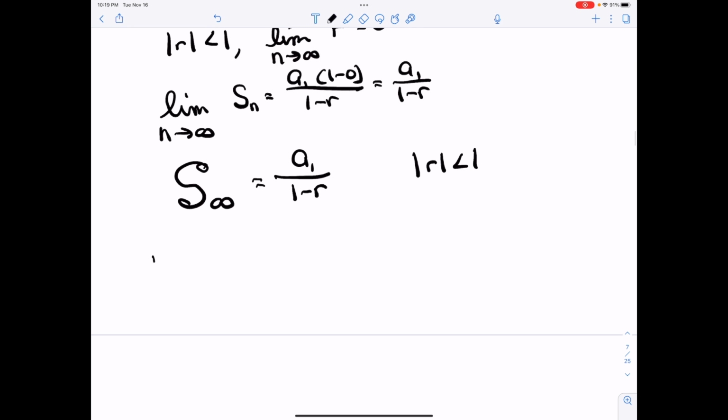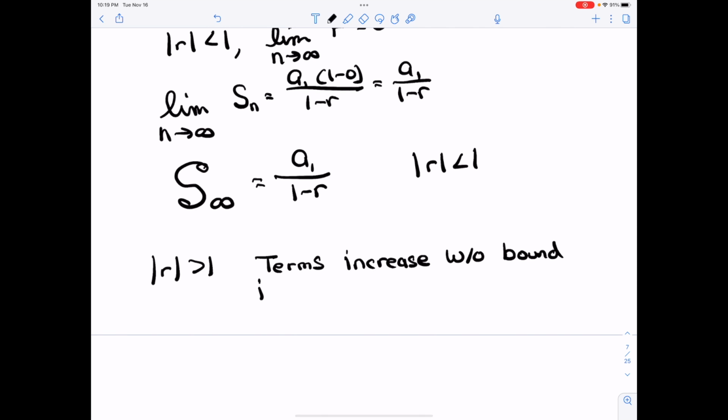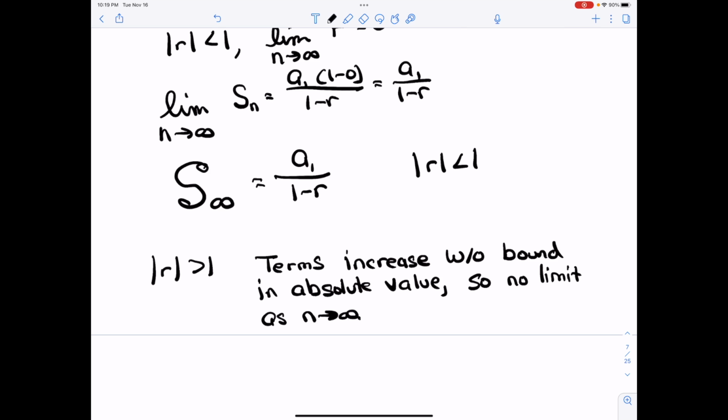If you've got an absolute value of r greater than 1, the terms increase without bound. So no limit. So like if your r is 2 or 5, there's not going to be a limit like this as n goes to infinity. So if that happens, there's no sum.